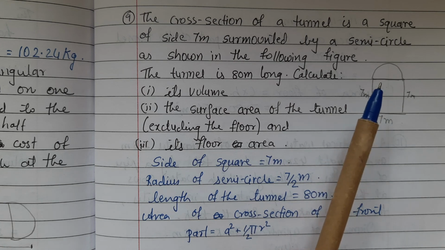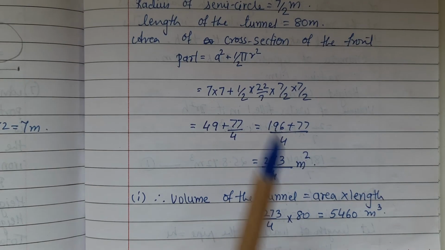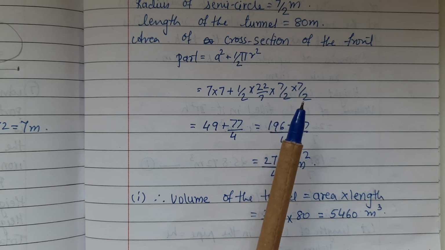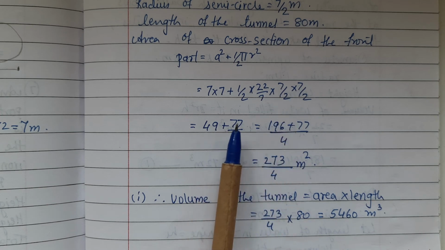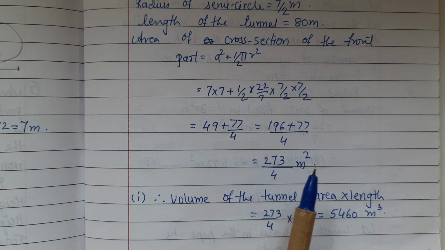Therefore, radius of the semicircle 7 upon 2 meter. Length of the tunnel 80 meters. Area of cross section of front part is equal to area of square plus half pi r square, equal to 7 into 7 plus half into 22 by 7 into 7 upon 2 into 7 upon 2, equal to 49 plus 77 upon 4, equal to 273 upon 4 meters square.